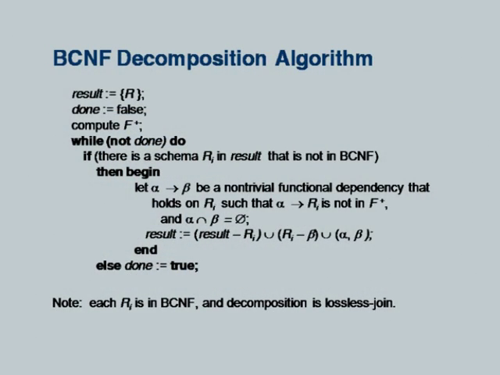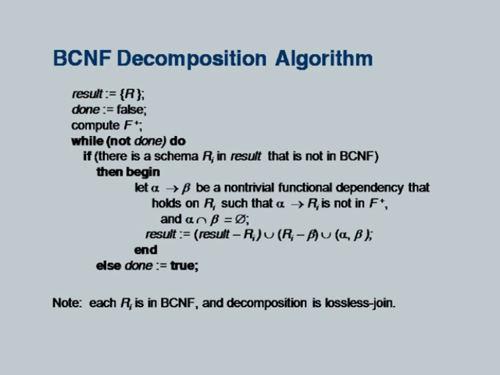Okay, so now we have the BCNF decomposition algorithm. This algorithm is based on computing F plus, but we do not actually have to do it that way. We can also use the previous algorithm. So what do we do? It is actually very simple. We start with the given schema. We are assuming there is a single relation which we are considering, and we keep decomposing it.